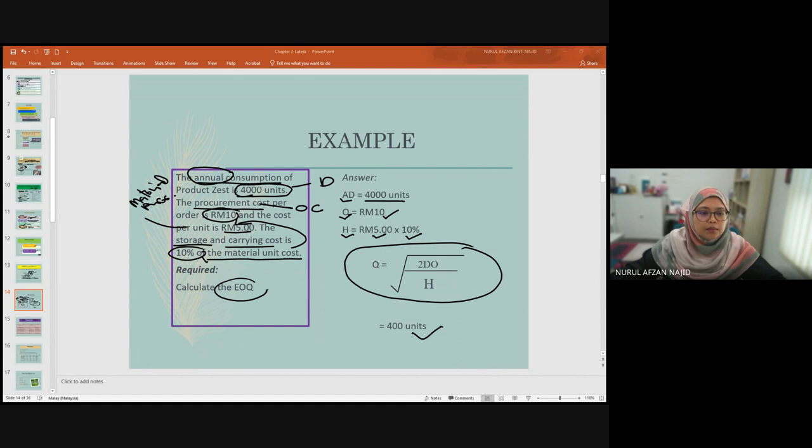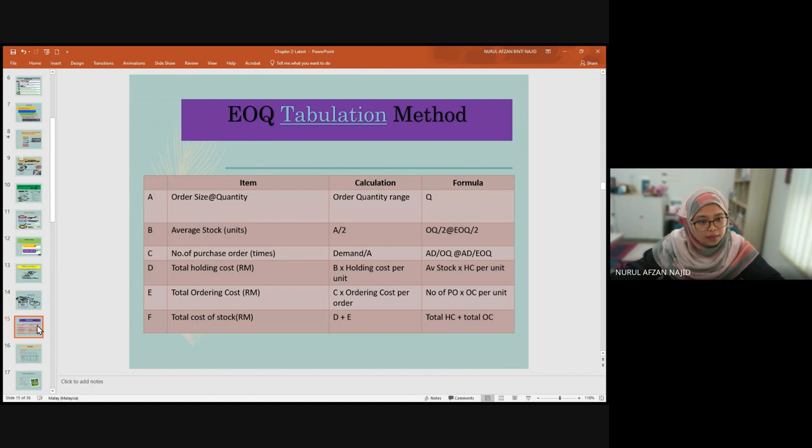Boleh madam teruskan dengan next slide? Kita nak buat tabulation. Dan lepas ni kita akan pergi kepada past master question. Good, Aika. So, kita pergi kepada tabulation method. Okay. Tabulation method ni dia agak complicated sikit. Alright. Sebab dia melibatkan banyak formula.